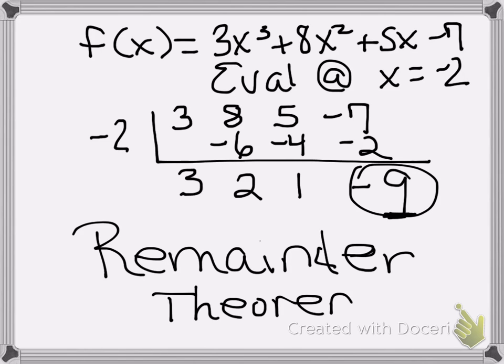Okay, so it's very important that you understand when it says evaluate using the remainder theorem, you just take that value that x is equal to, do synthetic division, and the last value that you get is the actual value of that entire polynomial evaluated at that number. Very easy. Okay, now then we're going to do one more thing.